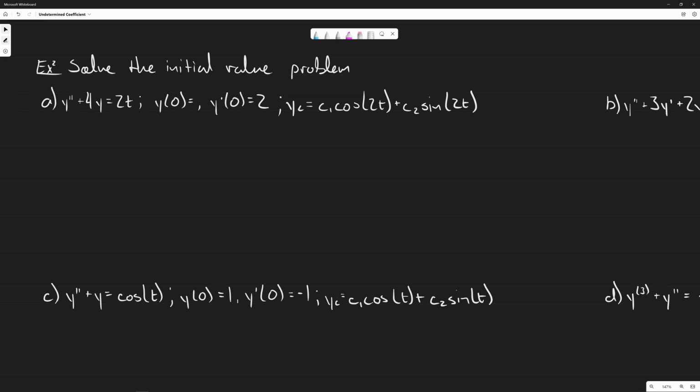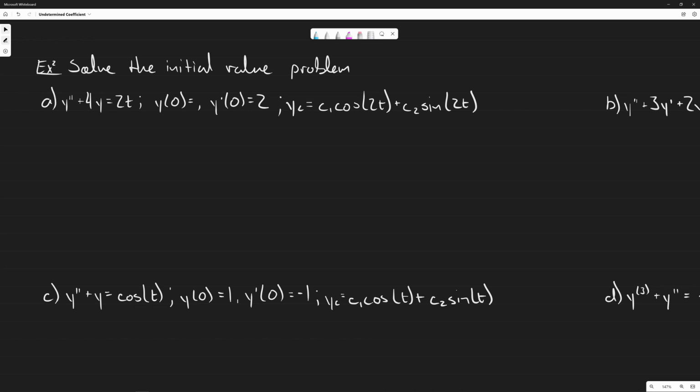We're going to continue on with non-homogeneous ODEs. This time we're going to solve the initial value problem. In these questions, we are given the ODE, we're given the conditions, and we're also given the complementary solution, or the homogeneous solution set. And again, if you want to learn how to solve the homogeneous portion of this problem, I do have links where I solve homogeneous systems for constant coefficients, so definitely check that out. But other than that, let's continue with this problem.